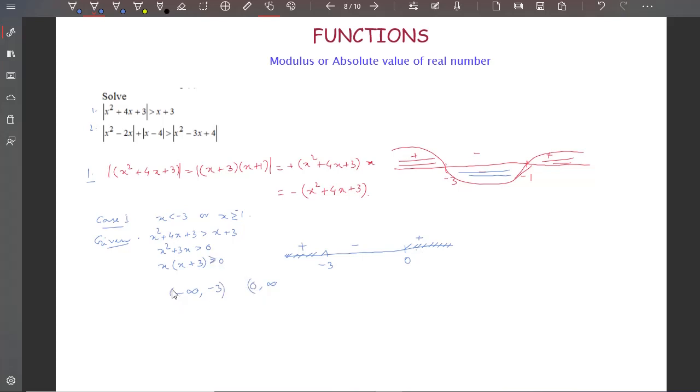-3, and this interval satisfies this one, -1. Here it will be 0. So all the x greater than 0 and all the x less than -3. This is the solution for the second case.